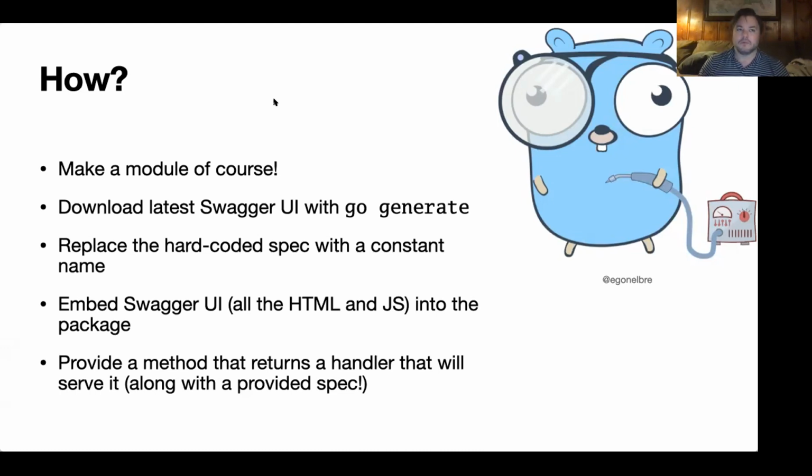So cool. And then maybe we can embed twice, right? In the module, we can embed all of the SwaggerUI and provide the ability to get the handler back. And then in our API, we can embed our specification. Then at runtime, when we start up, we can just feed that in, get the handler back, and then there you go.